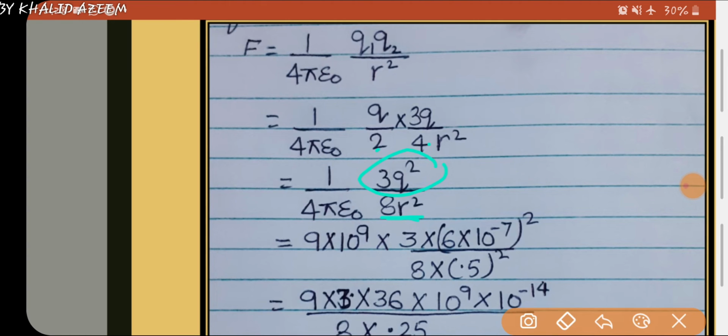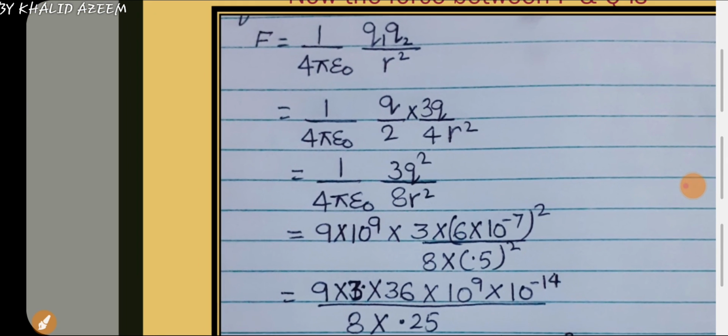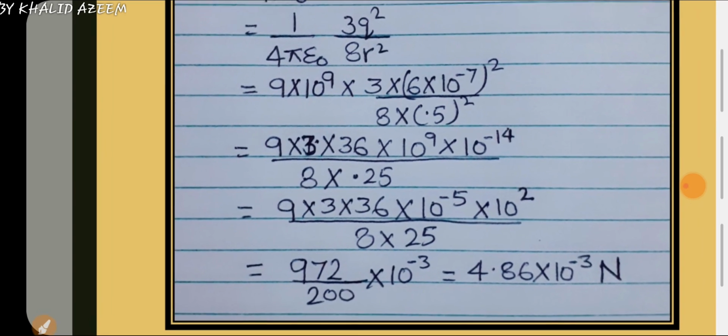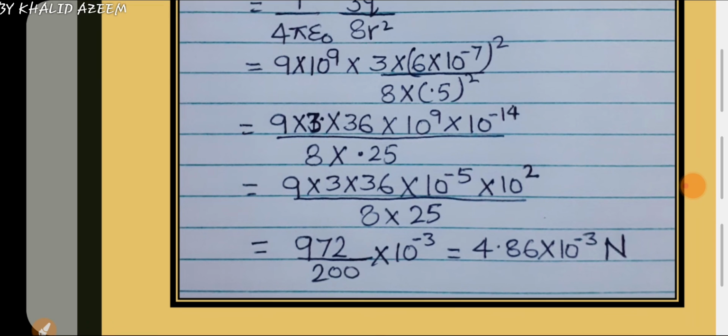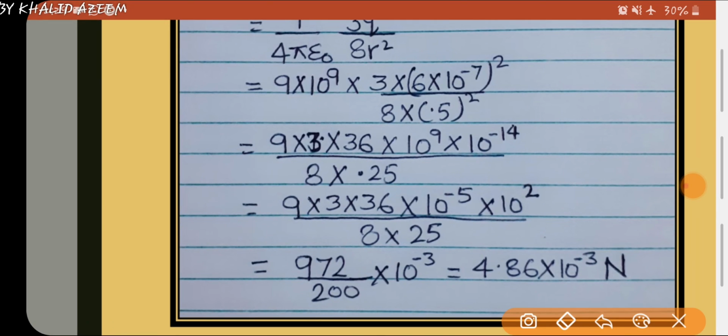Now I am putting in the values. In place of 1 upon 4 pi epsilon naught I am writing 9 into 10 to the power 9, 3 as it is. Q is 6 into 10 to the power minus 7, so (6 into 10 to the power minus 7) whole square. 8 as it is, and r is 0.5 square. So I am just writing the numbers together and the powers together.